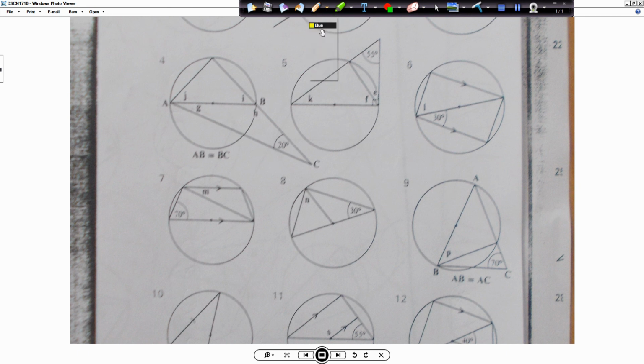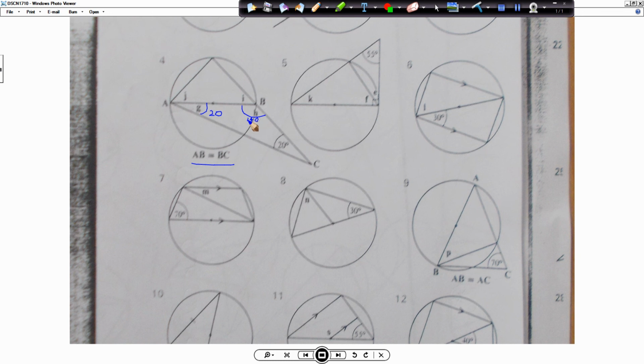Right. So we have here, it says AB is equal to BC. So this length is equal to this length, which makes this triangle isosceles. So G will straight away be 20, because in isosceles triangles these two angles are equal. 20 add 20 is 40. 40 from 180 gives us 140. That's how we work that one out.